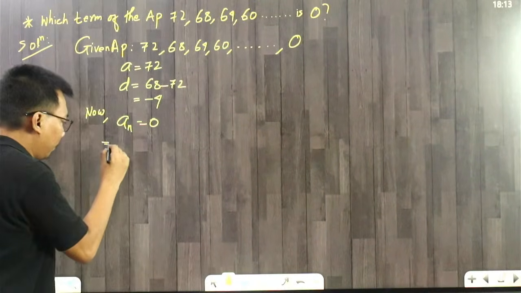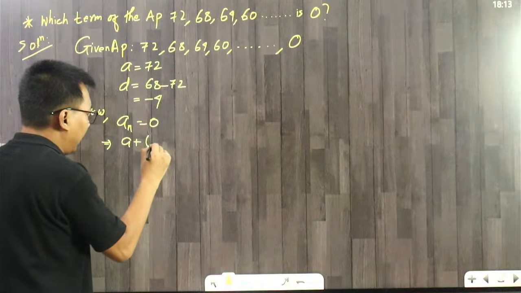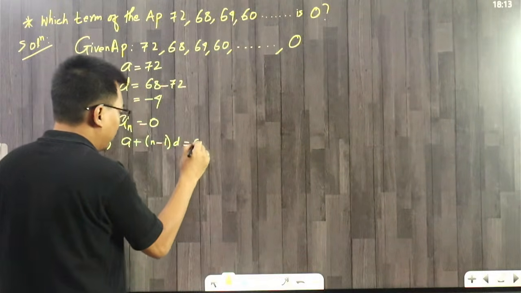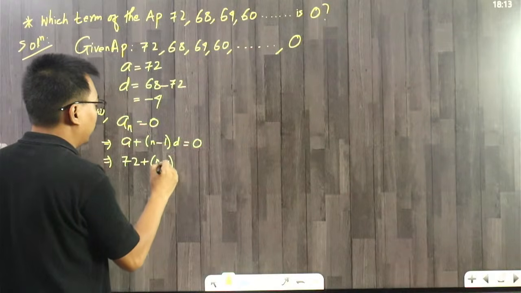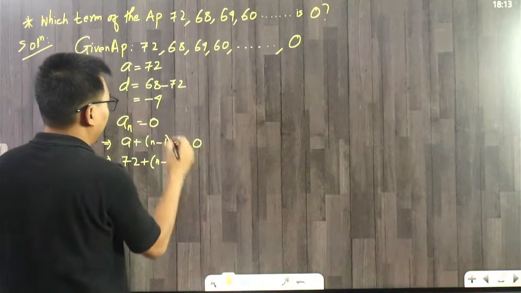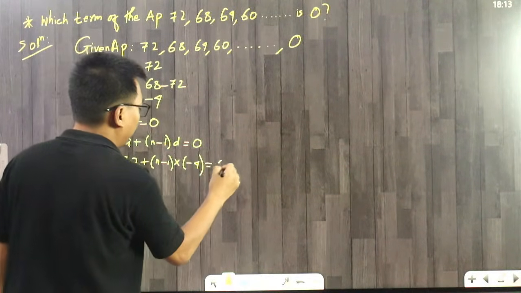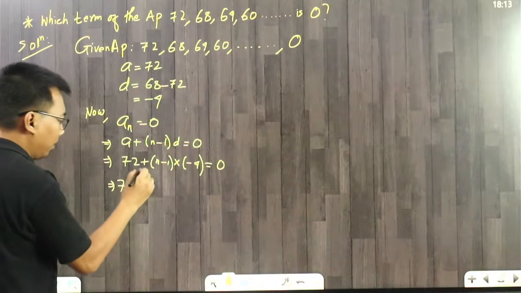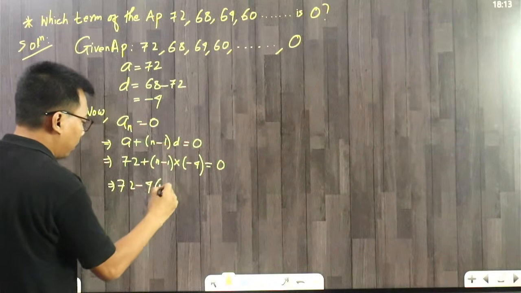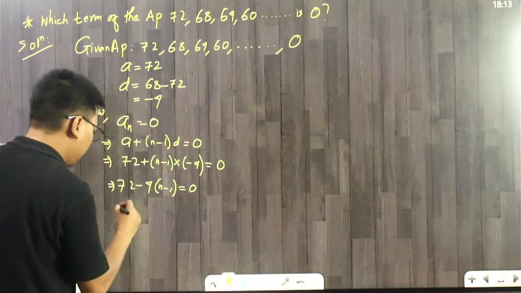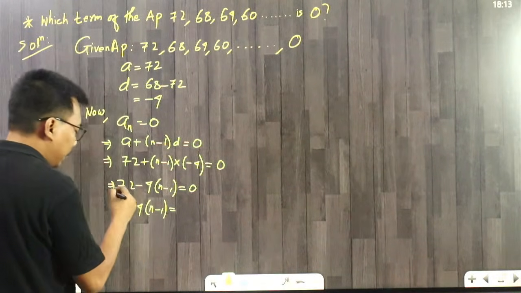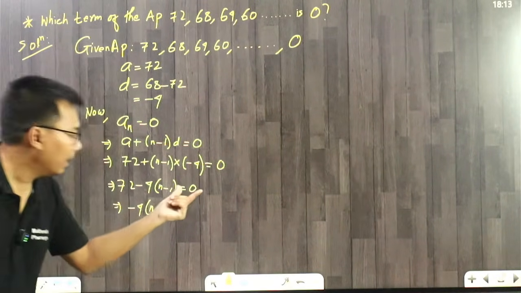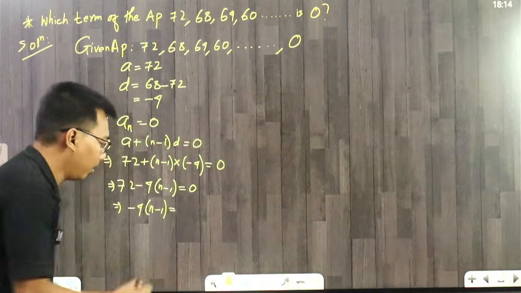So, what is the formula for An? A plus n minus 1 D equal to 0. How much is A? 72 plus n minus 1 into D. D is how much? Minus 4 equals 0. So 72 plus into minus will be minus. Minus 4 into n minus 1 equal to 0. So minus 4 into n minus 1 equal to, if I take 72 towards the right hand side, what will I get?